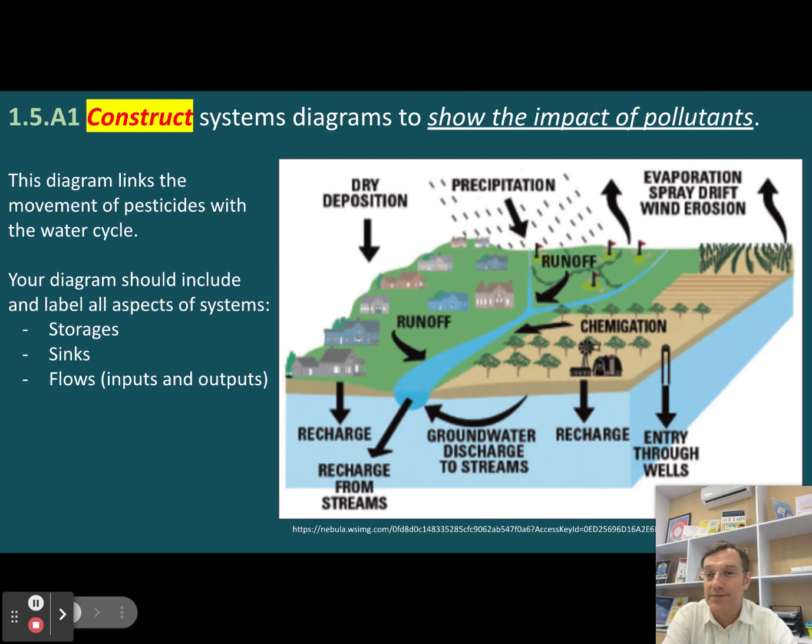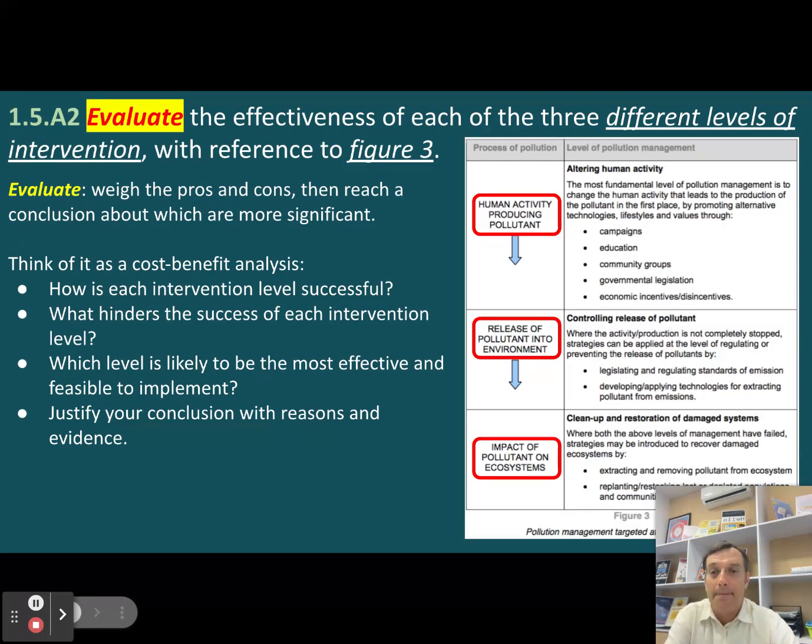So, you may be asked to construct a systems diagram to show impact of a particular pollutant. When that happens on an exam, you'll probably be given a specific example and asked to comment on it. I can almost assure you that on the ESS exam, you will be asked to evaluate the effectiveness of these 3 tiers of pollution management with reference to a specific pollutant. It won't just be broad where they ask you to describe or explain each of these tiers. They'll ask you to apply it to a particular pollutant and evaluate the effectiveness of each level.